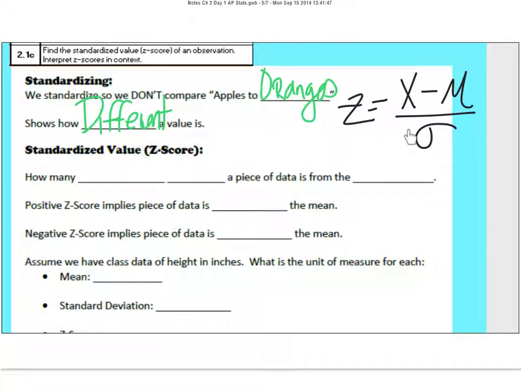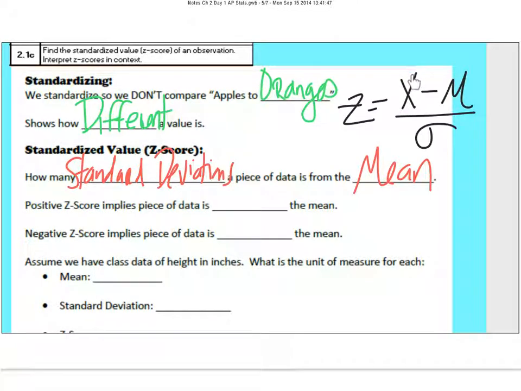This right here is the formula for a z-score, and it's going to tell us how many standard deviations, which down here is our sigma, a piece of data is from the mean, which is our mu here. And back in this formula, x is just the piece of data that we're looking at.